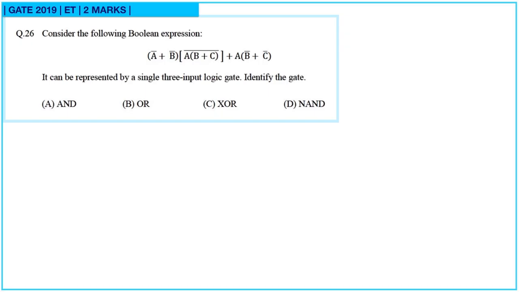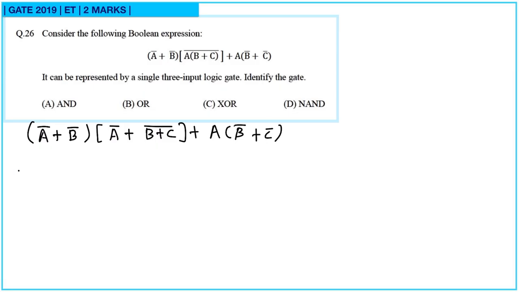Next, question 16. Consider the following Boolean equation. It can be represented by a single 3-input logic gate. Identify the gate. For that purpose, we have to solve this. So let us simplify it. So we have A bar or B bar. For the second bracket, we can use De Morgan's theorem. So this will be A bar and this AND will become OR, and then we have B or C bar or A, B bar or C bar.